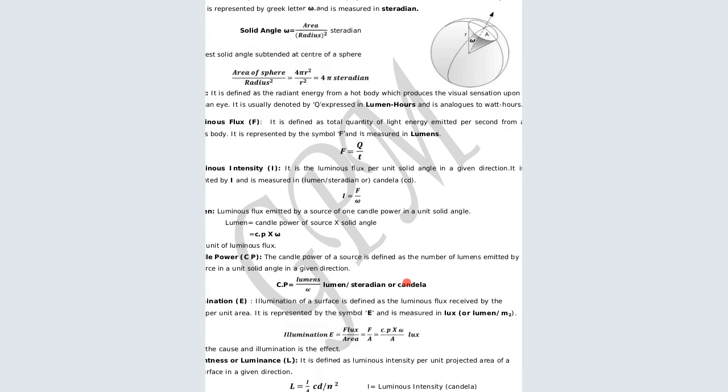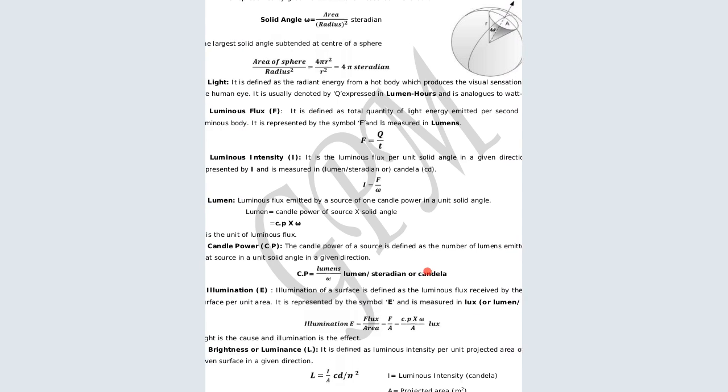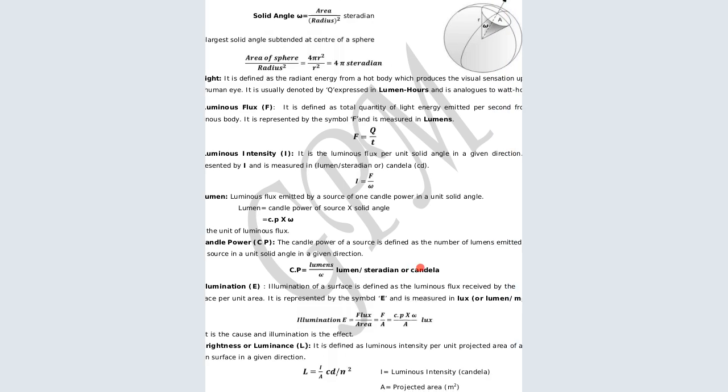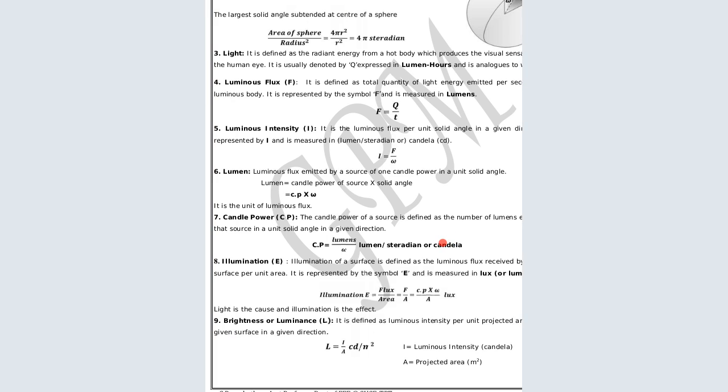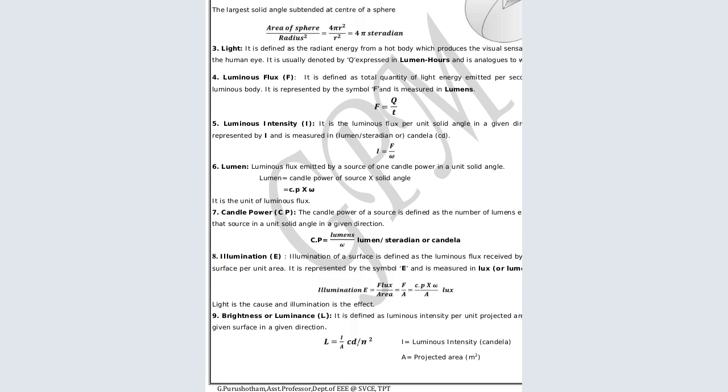So what is the power? Luminous flux F is defined as the total quantity of light energy emitted per second from a luminous body. It is represented by the symbol F and is measured in lumens. F is Q over T, the total quantity of light energy emitted per second. When we say per, it means we are dividing. So the luminous flux F is equal to Q, the quantity of light energy, over T seconds.